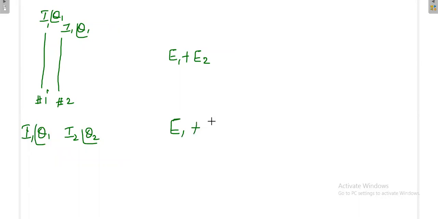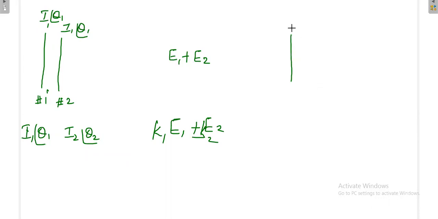This may be E1 plus E2 or E1 minus E2, and depending on the angle, you will have some coefficients also, K1, K2. You do not know finally which value you will get. So if you want constructive addition, then the current and phase have to be the same.